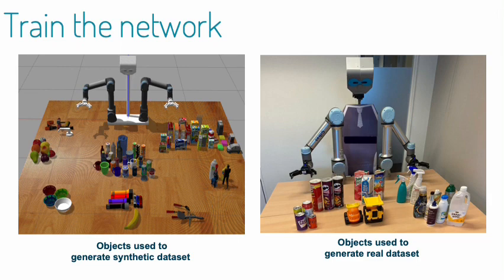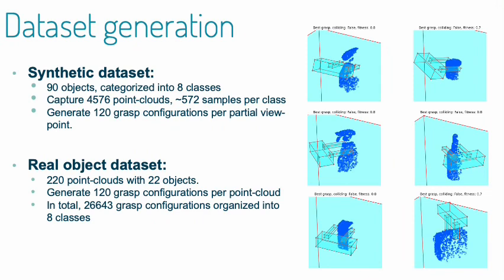Note that for real-world experiments, we first train the network on synthetic objects and then fine-tune on real objects to enhance its performance. For each partial view of an object, 120 grasp configurations have been generated. These grasp points are centered on random points distributed uniformly within the point cloud of the object. We ensured that our datasets did not become biased towards the classes with a large number of objects such as the box class. The obtained synthetic dataset consists of 4,576 point cloud data, with 572 samples per class.